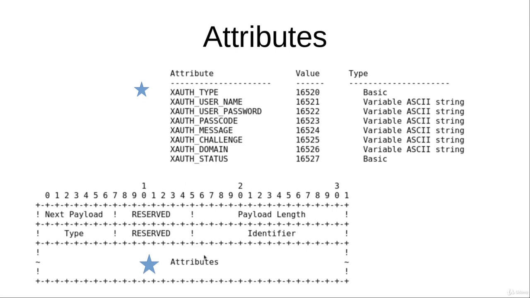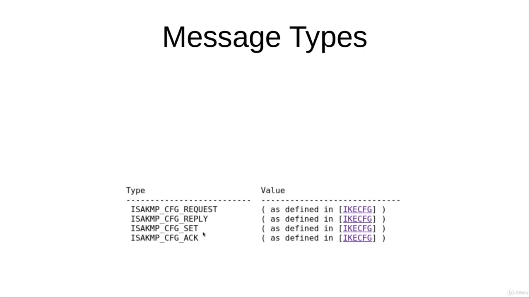This slide shows the attributes that are used in the IKE config message. The message would be of type request with attributes as listed here. For example, if the attribute is 16520, this is a basic authentication. Like we have seen, the message types are either request/reply or set/acknowledge.